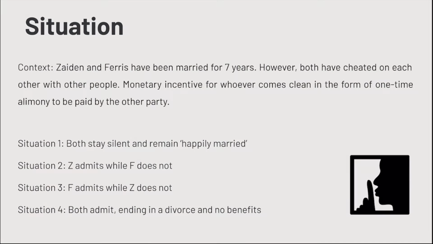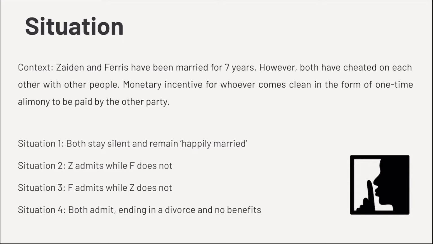Moving on to the situation, Zayden and Ferris have been happily married for 7 years. However, both have cheated on each other with other people. There is a monetary incentive for whoever comes clean, in the form of one-time alimony to be paid by the other party. They might even end up staying together or getting a divorce.